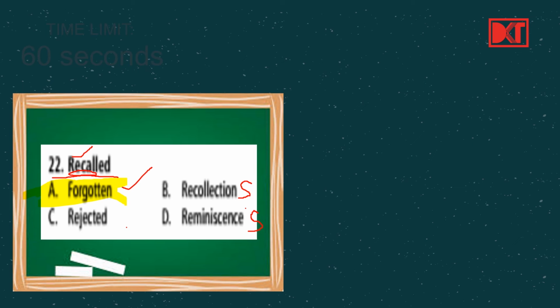जब आपको किसी चीज को देख के या किसी को देख के अब किसी और चीज की याद आती है. Alright, that is reminiscing. Okay, so recalled, recollection, reminiscence can be synonyms. Rejected, I think, is just a random word given to confuse you. All right.